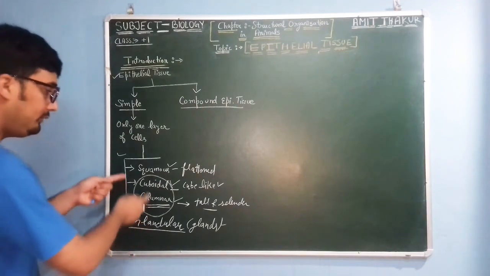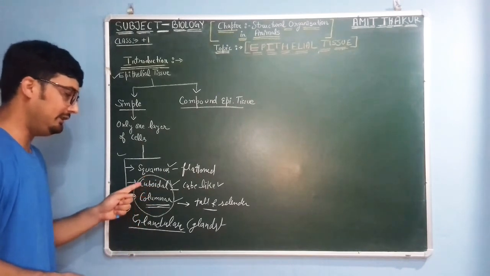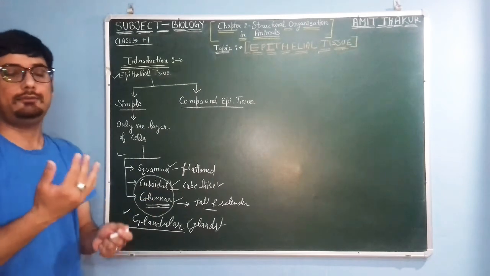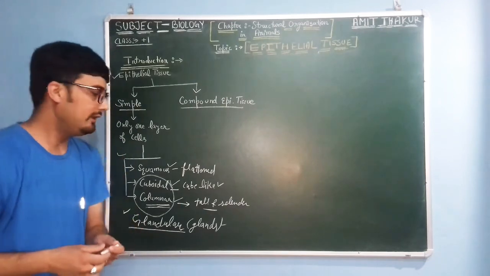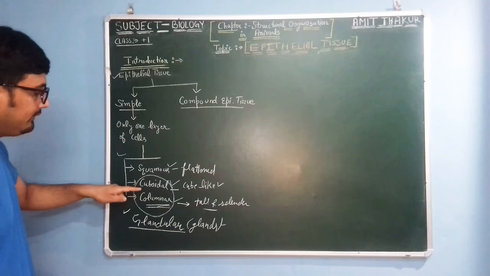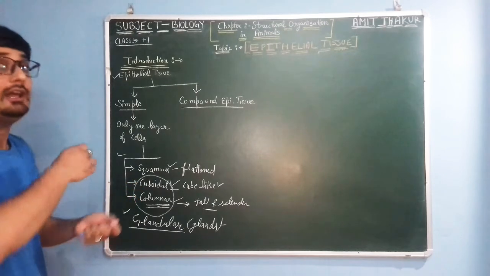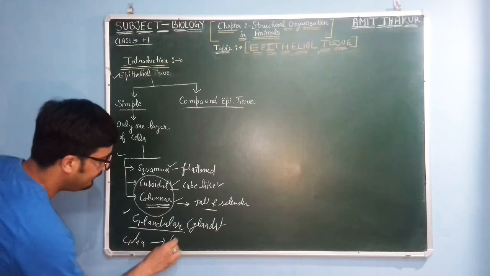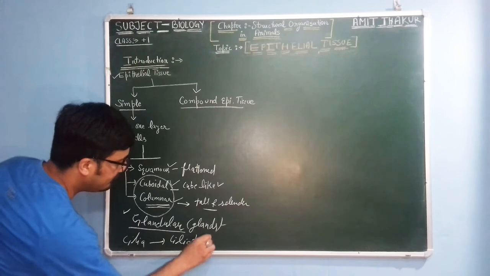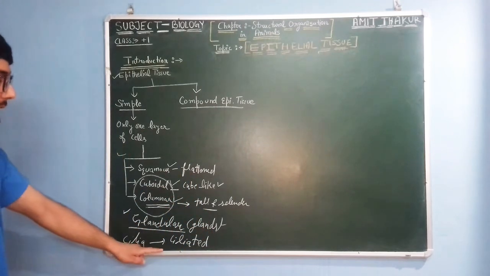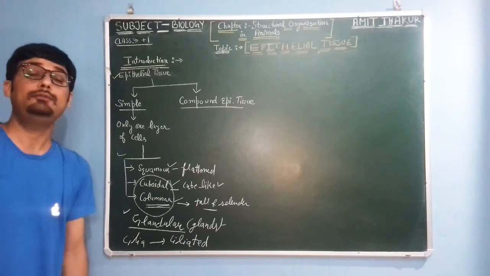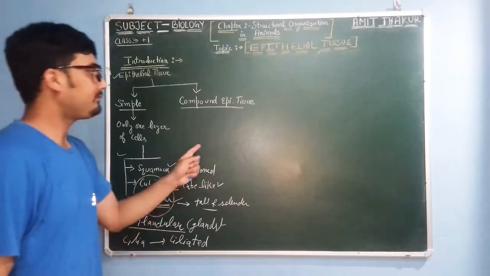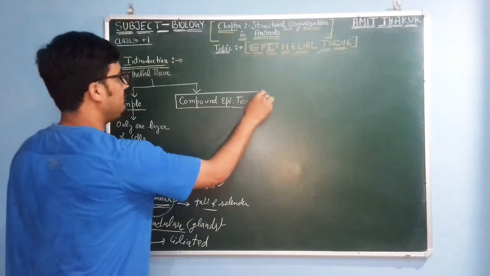Okay. And if this cuboidal or columnar epithelial tissue, अगर दोनों में से कोई एक, if they bear cilia, cilia क्या होता है? They are finger-like structures which help in locomotion. When either of these cuboidal or columnar, when they bear cilia on it, अगर इनमें cilia मिले, इन दोनों में से किसी एक में, then known as ciliated type of epithelial tissue, like in fallopian tubes and bronchioles. Okay. Then compound epithelial tissue.